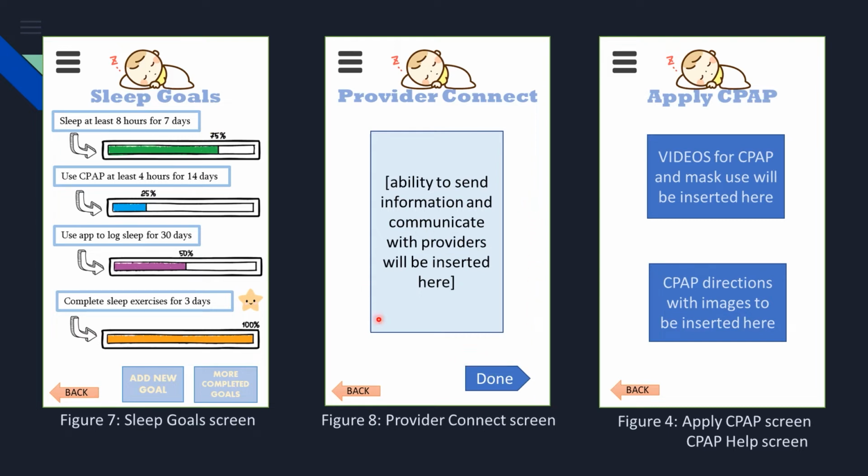From that last button on the main screen, the CPAP Help will bring the user to the same CPAP information screen seen in the Before Sleep screen. This will allow fast access to information for the user concerning their CPAP.